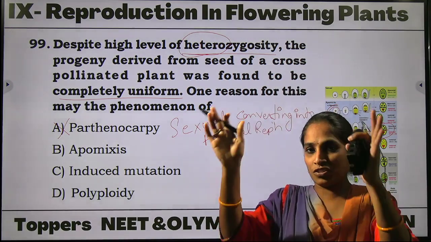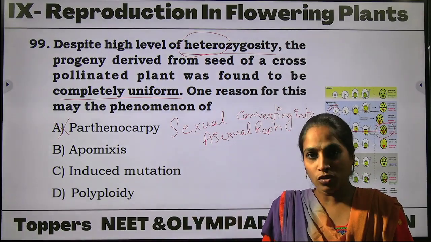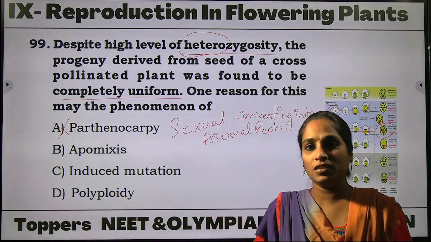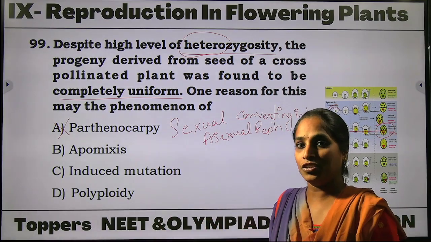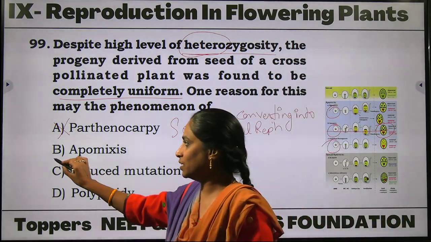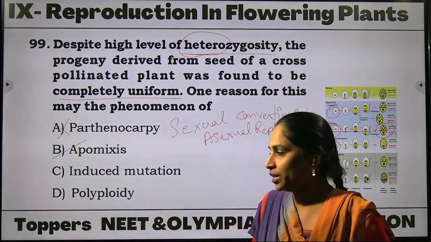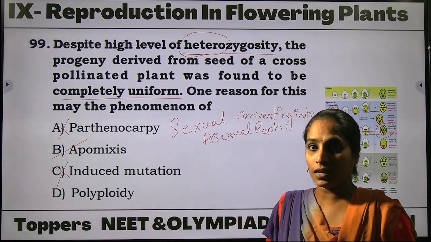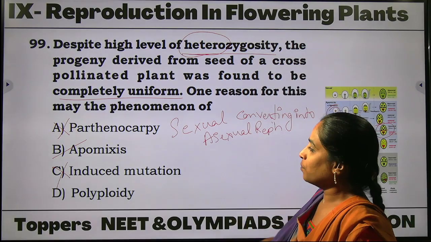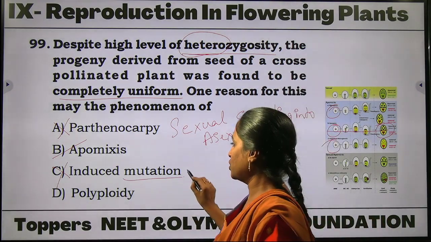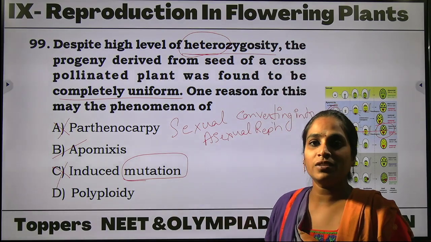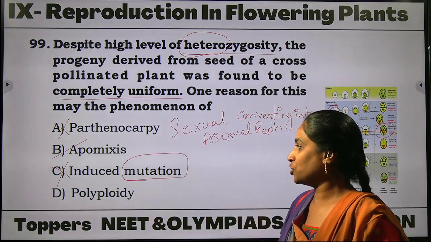So what are all the structures present in the embryo sac or in the ovule? The same kind of process can be seen in the further generations also. So that is nothing but apomixis. Okay, it's not induced mutation. Induced mutation is an artificial process for getting a mutation, nothing but changing the characters. The desirable characters will be selected in this induced mutation process.